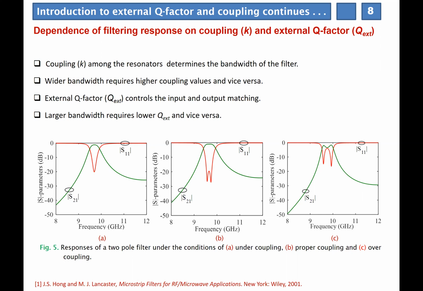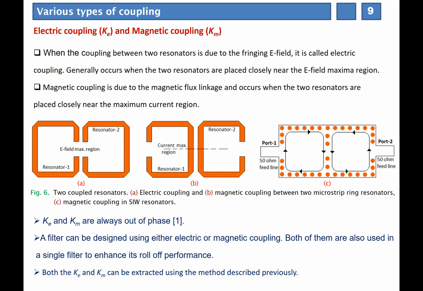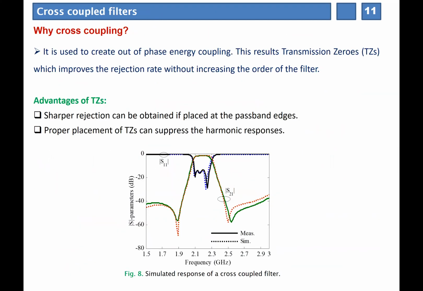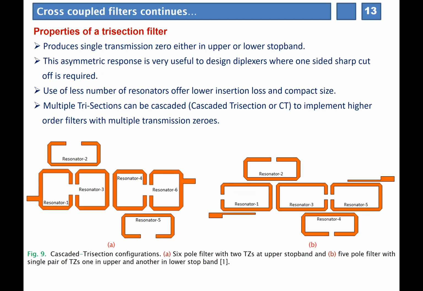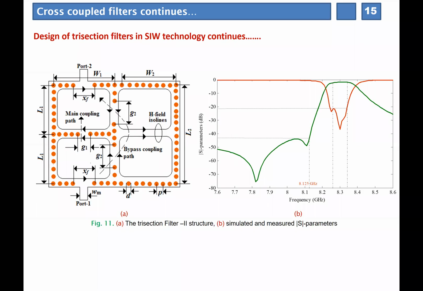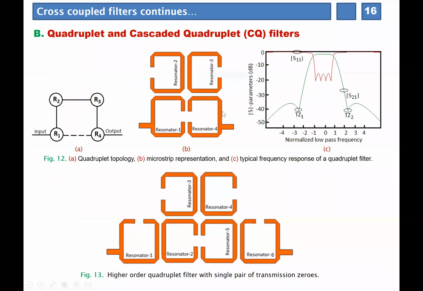It will have two transmission zeros. I am just showing this for your ease of understanding. This is one quadruplet filter. Now 4 poles are there and 2 transmission zeros.